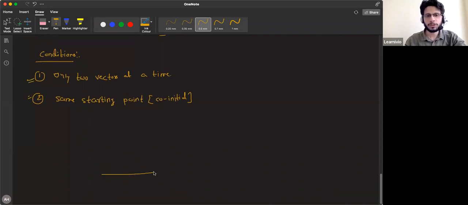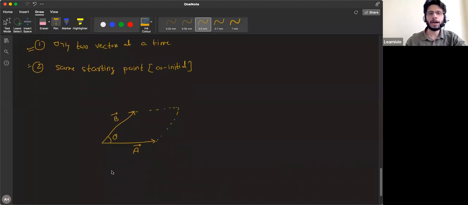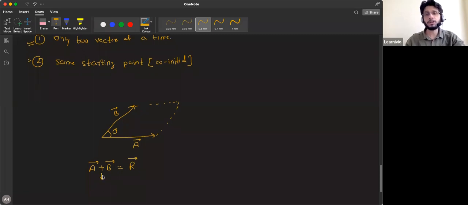So these are the two conditions to use the parallelogram law. So let's start with the calculation. Let's say you have a vector A, you have another vector B. They are inclined at an angle theta. Let's complete the parallelogram. You're supposed to add them up, vector A plus vector B, to get a resultant vector. This plus sign here is not a normal addition. This is vector addition.